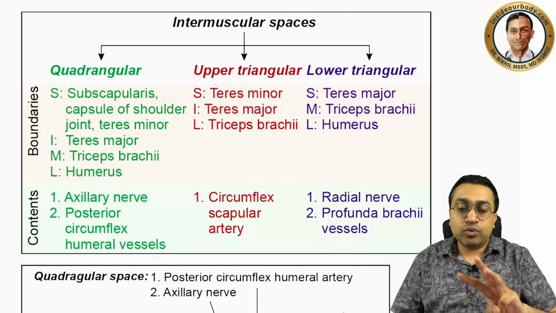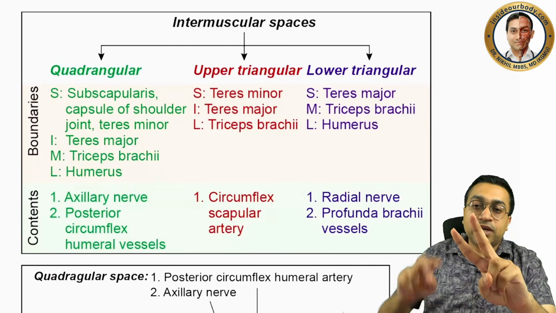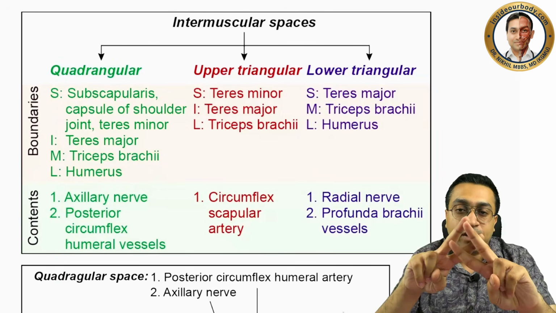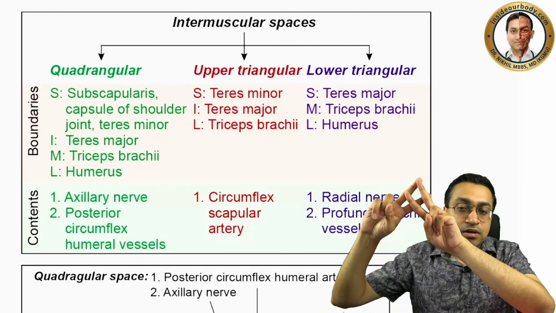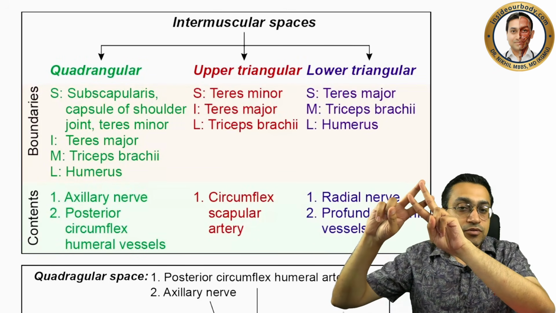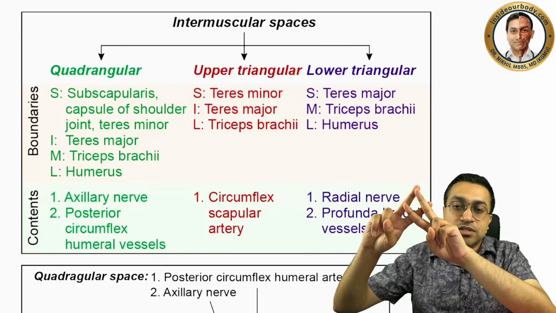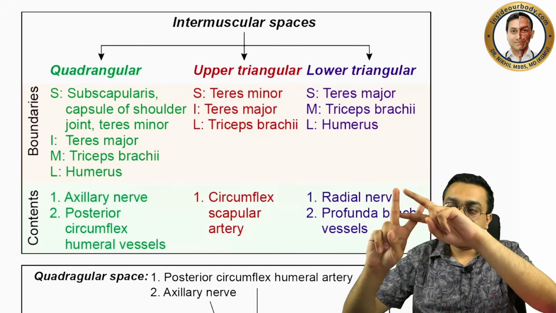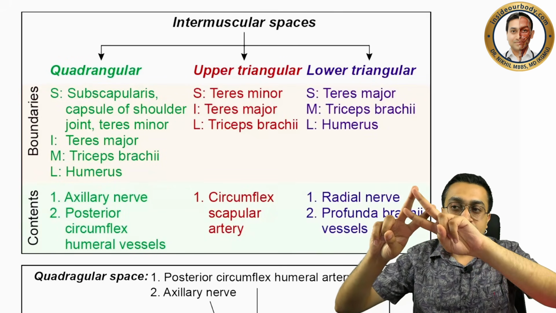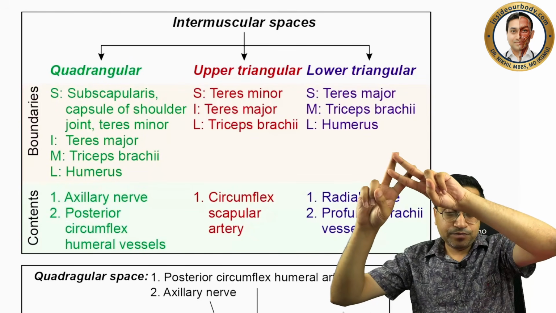If you take your index finger and the third digit in this manner and place another overlapping in this manner, maybe you can see here. This is the position of the spaces. The one formed here in the center is the quadrangular space, here is the upper triangular and here is the lower triangular space. This is the exact picture which you will get on the real cadaver.